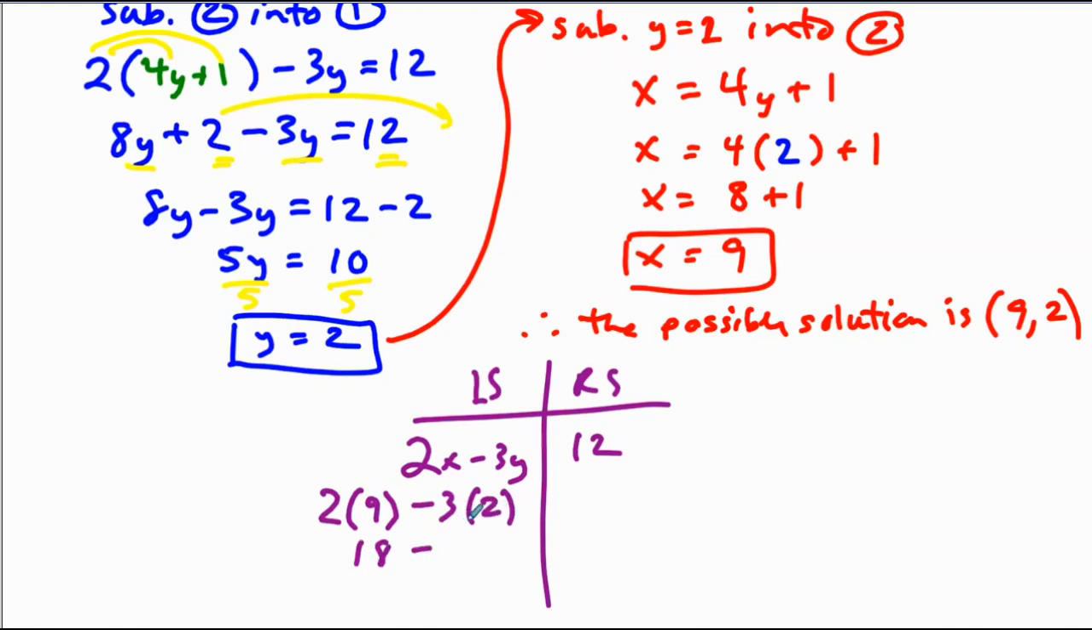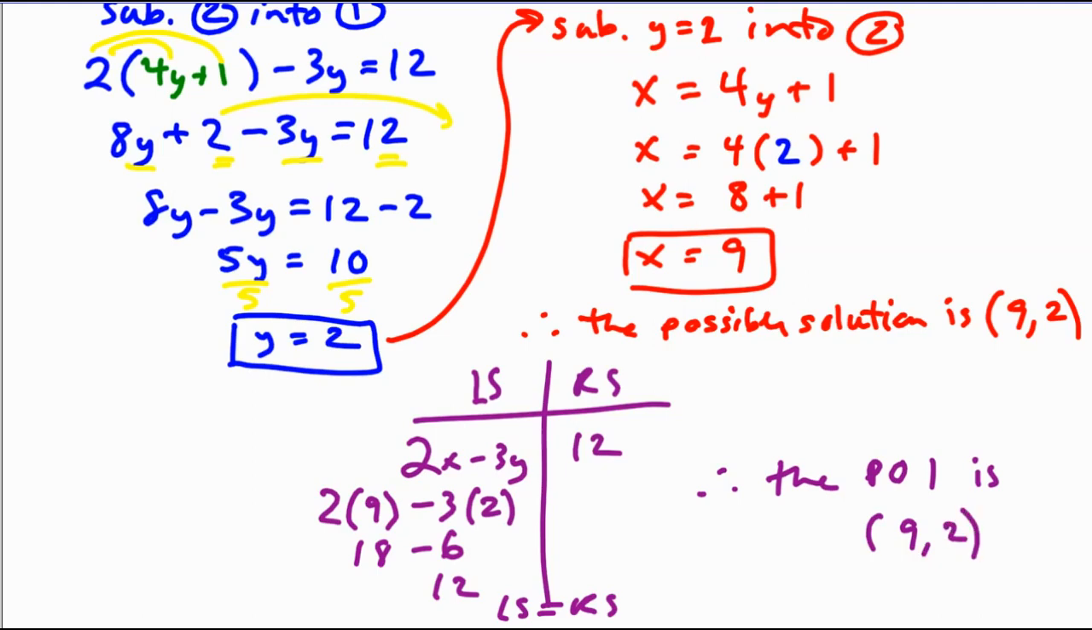Okay, so what was this then? 6, that's going to be 6. And so 18 minus 6 is 12. And our left side is equal to our right side. So now we've proven, therefore, the POI is 9, 2. Or the POI or the solution is. So we proved it. Very good.